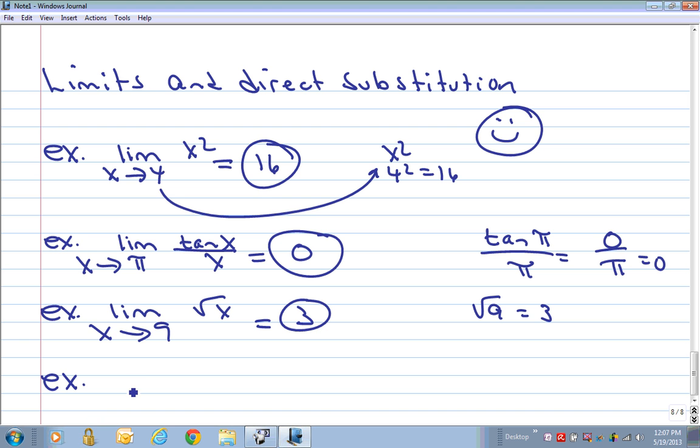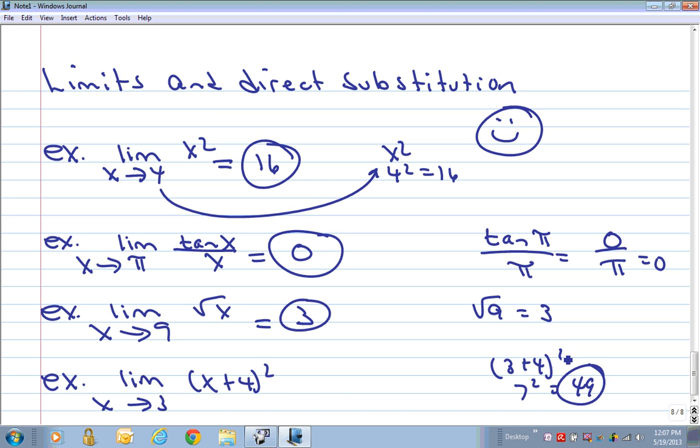All right, here we go, last problem. Limit of x plus 4 squared as x approaches 3. All right, so we're going to plug in 3 for the x, so we would have 3 plus 4 squared. That's 7 squared, which would be 49. So the limit here would be 49.